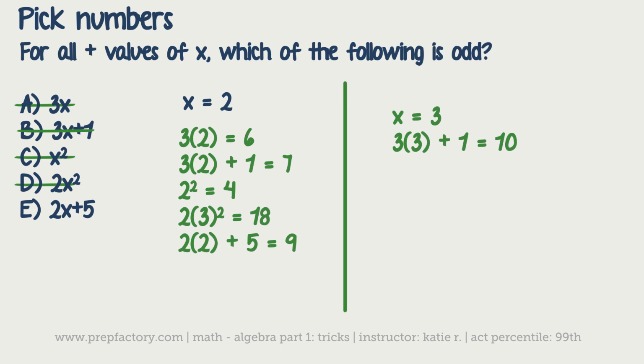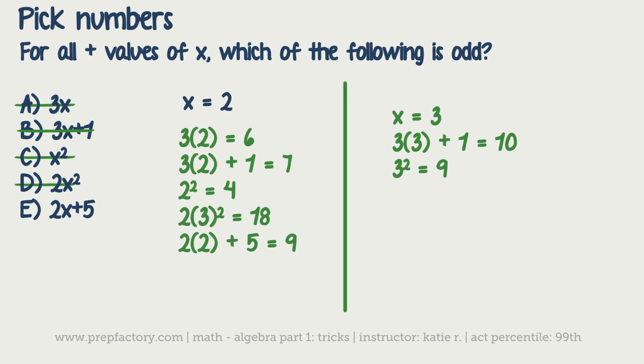And then our next one would be 3 squared, which equals 9. And I actually just saw right now, I put in 3 squared over here equals 9. I should have put 2 squared equals 4, which would have crossed C out in the first run as well.